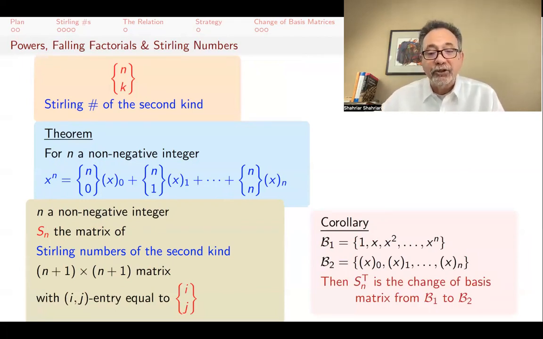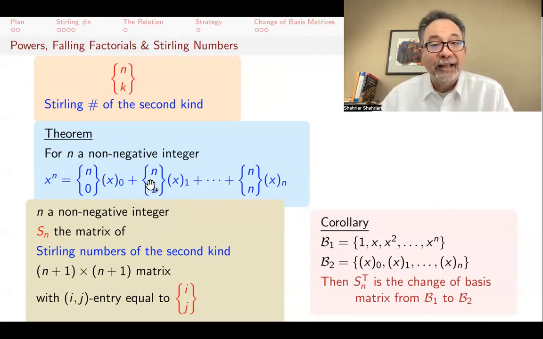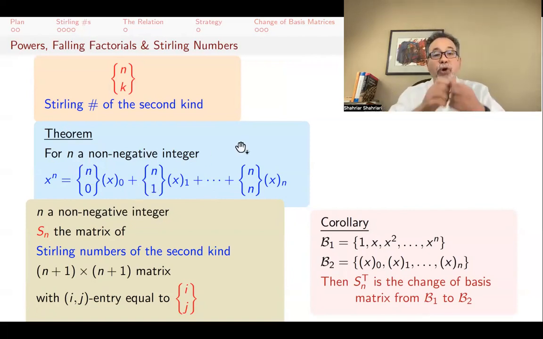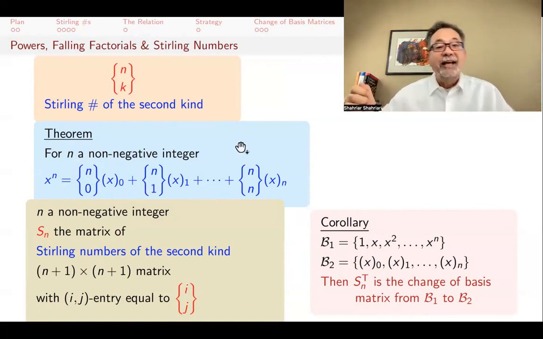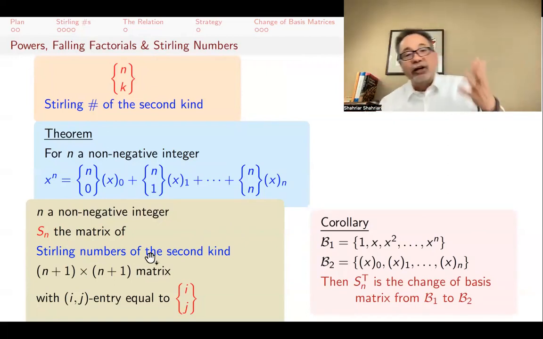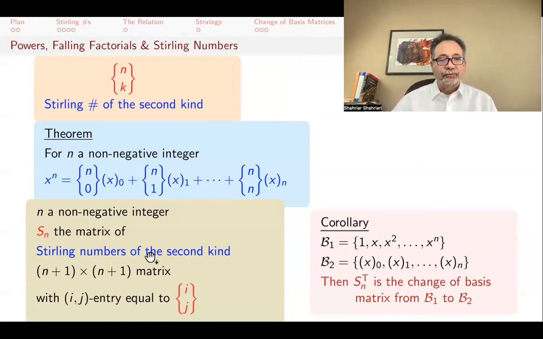because to find the change of basis matrix from B1 to B2, you have to take one of these powers and write it in terms of the falling factorial. And this theorem tells us that. It tells us that you get a row of Stirling numbers of the second kind. That row then becomes a column of your change of basis matrix, which is why you get the same matrix as the matrix of Stirling numbers of the second kind, but sitting on its side. In other words, you get the transpose.